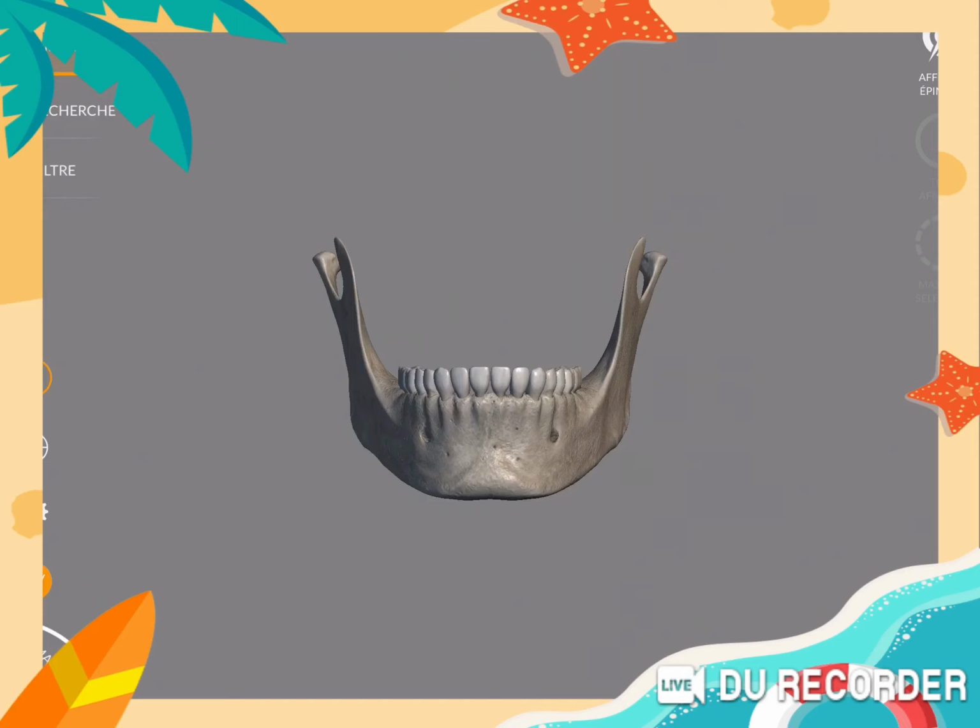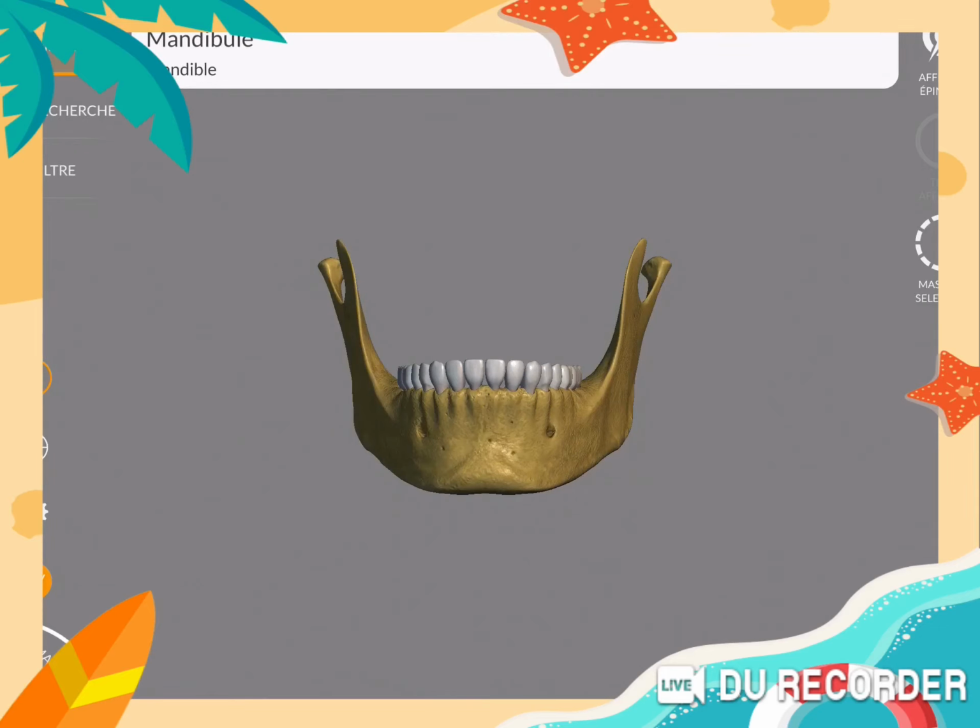The mandible or the lower jaw is the strongest bone of the skull because of the attachment of many muscles. For example, muscles of mastication, temporal muscle. It is what forms the temporomandibular joint, the only movable joint, and by the way, it is the only movable bone of the skull.